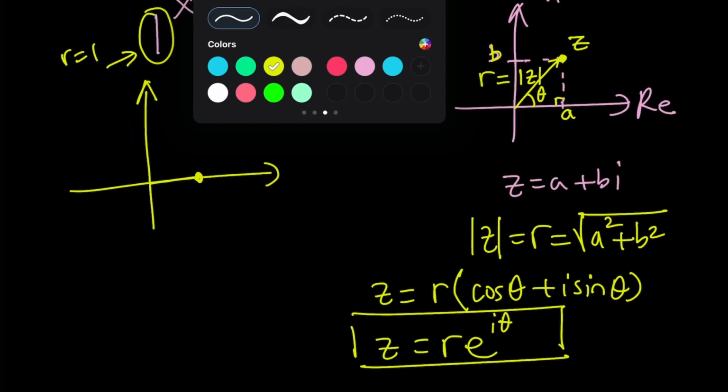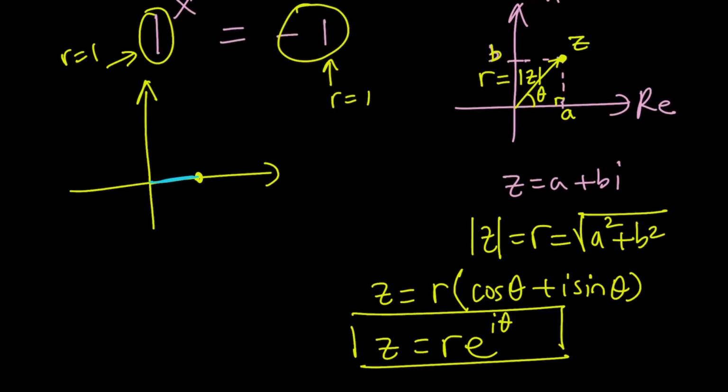So that is 1 plus 0i, so the angle is 0. And what about the -1? It is actually going to be right here, and the angle is going to be pi for that. So how do you express 0?